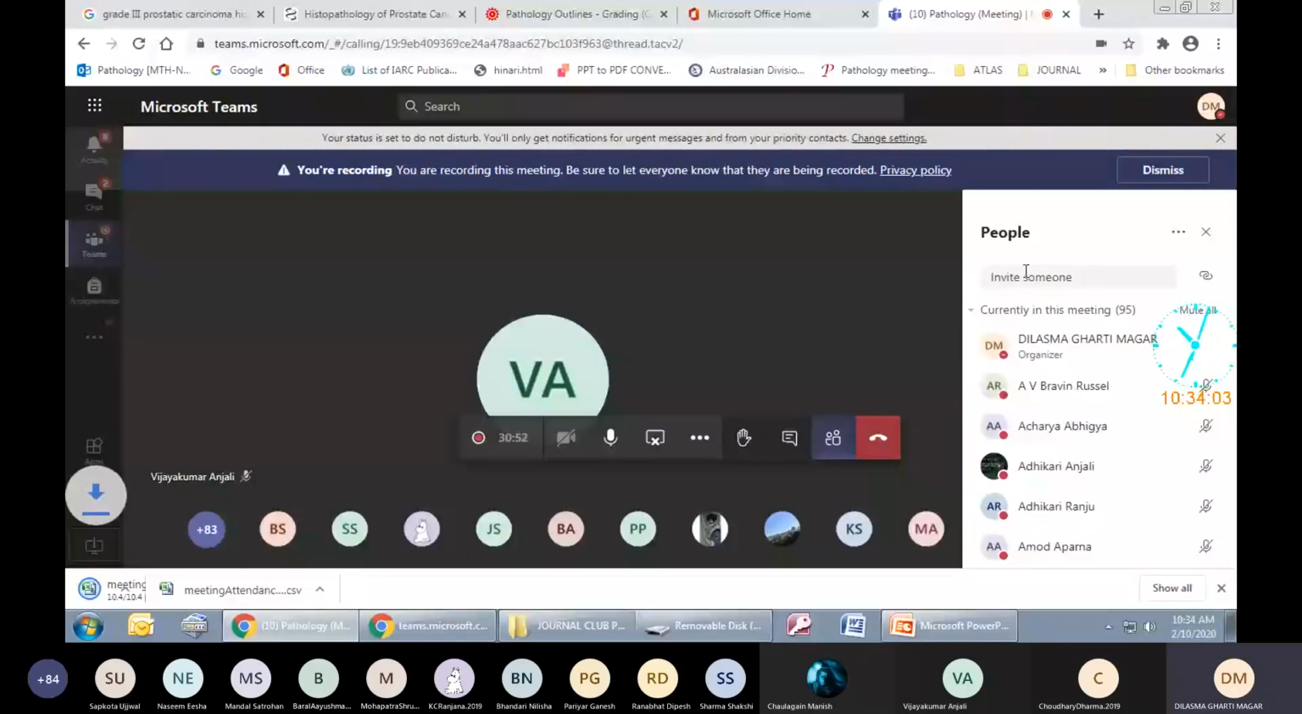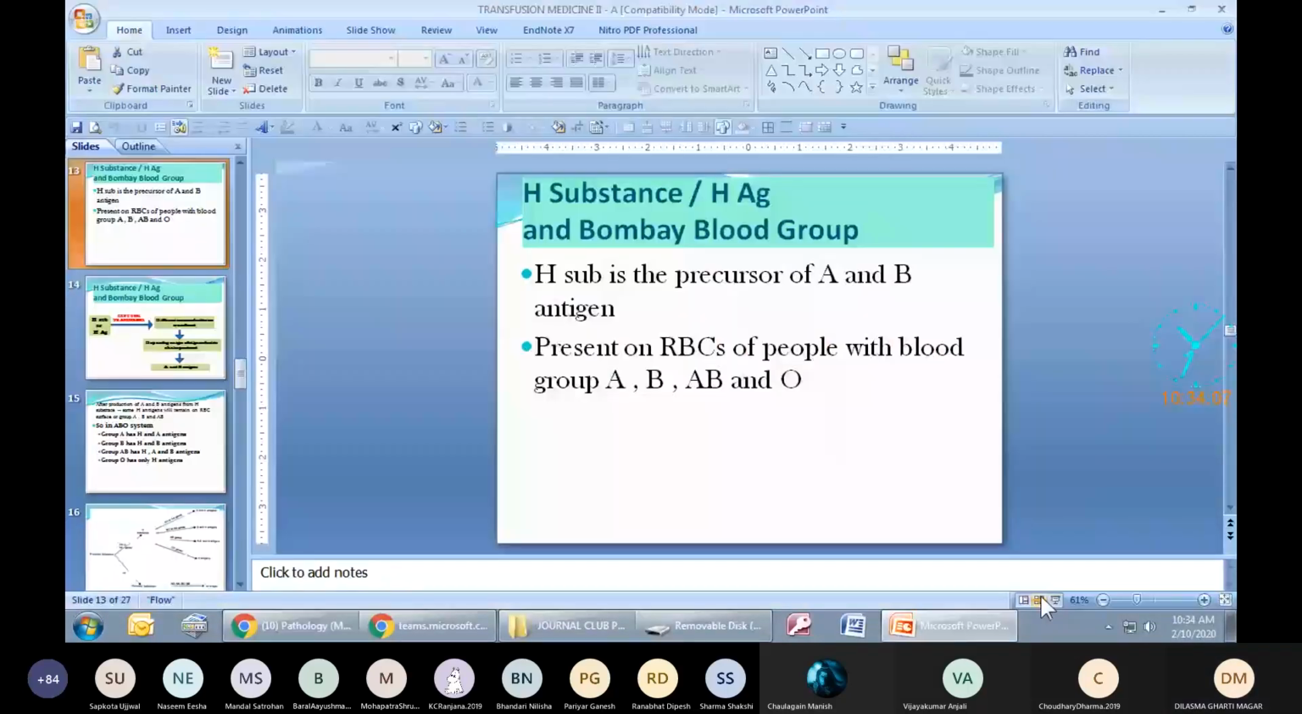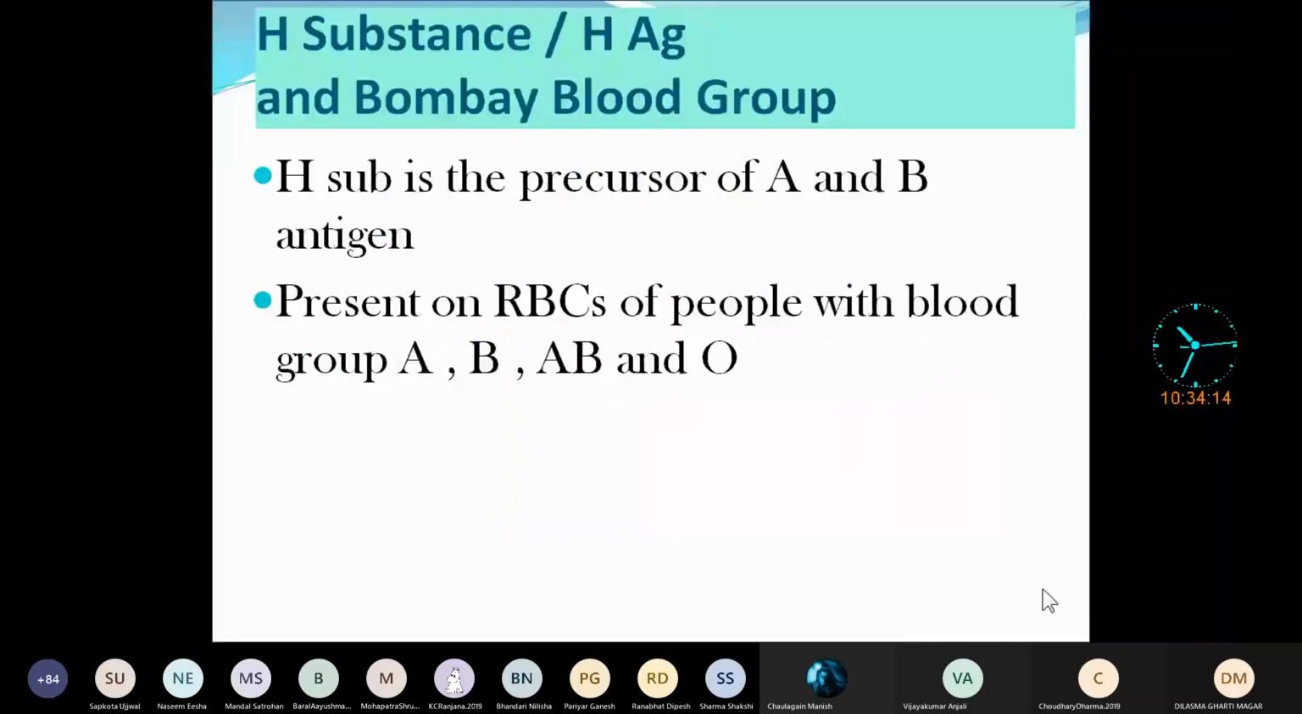Any confusion with the ABO blood group? No, ma'am. Okay. Now we'll start with this H substance.